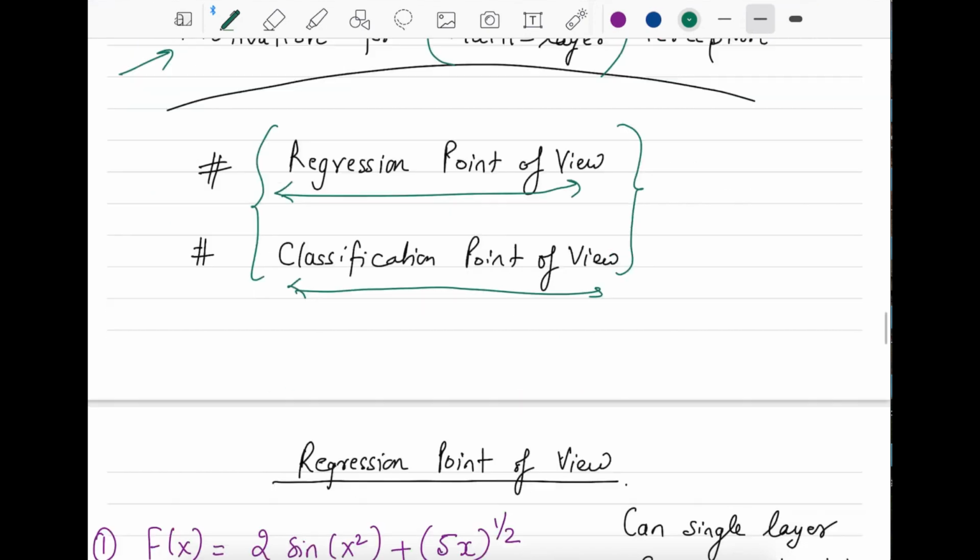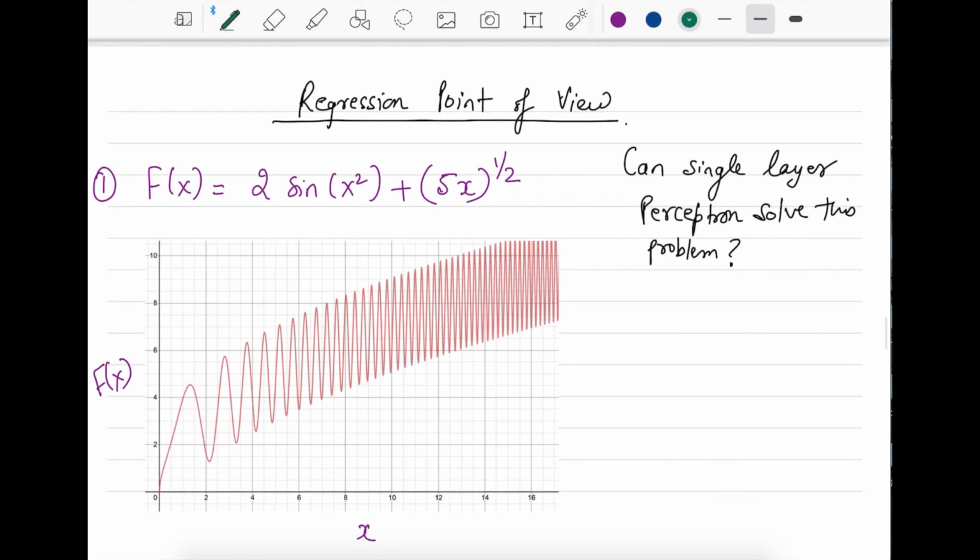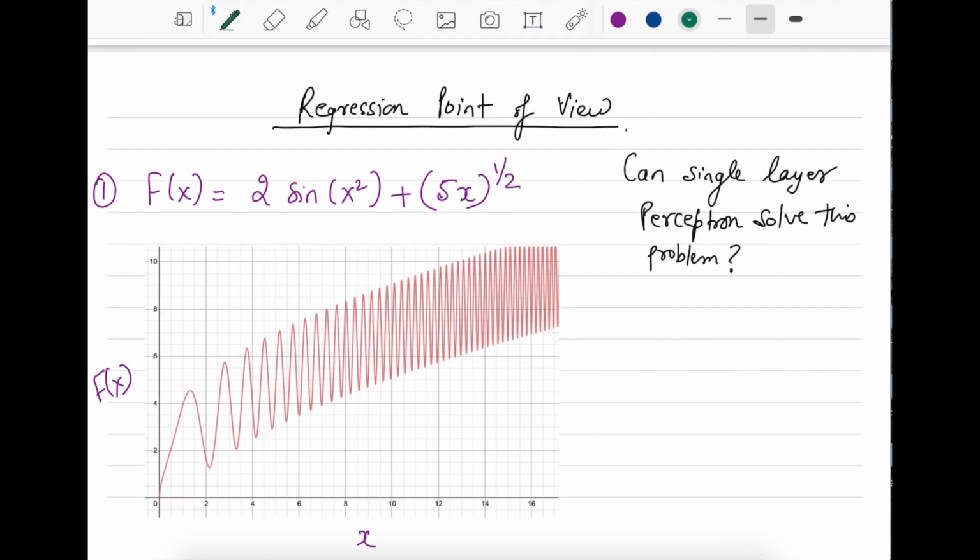So the first point that I want to discuss is the regression point of view. In the regression point of view, let us say we have this complex function f(x) which has to be realized. And this f(x) is 2 sin(x²) + √(5x). So this is a plot which is plotting this particular function f(x).